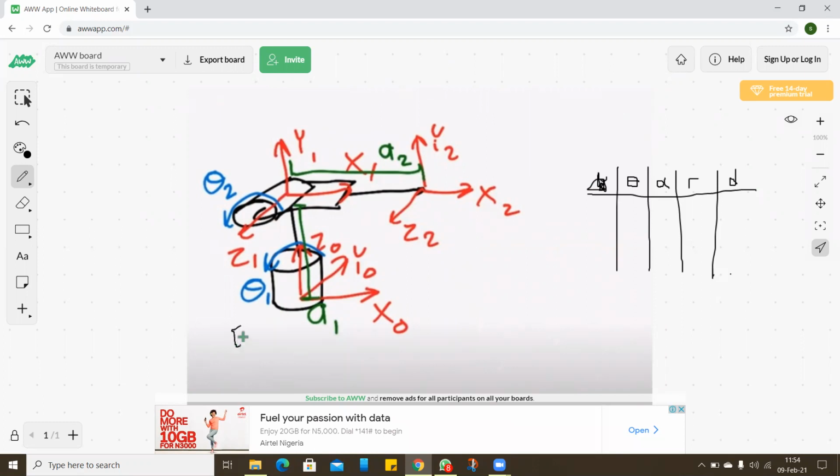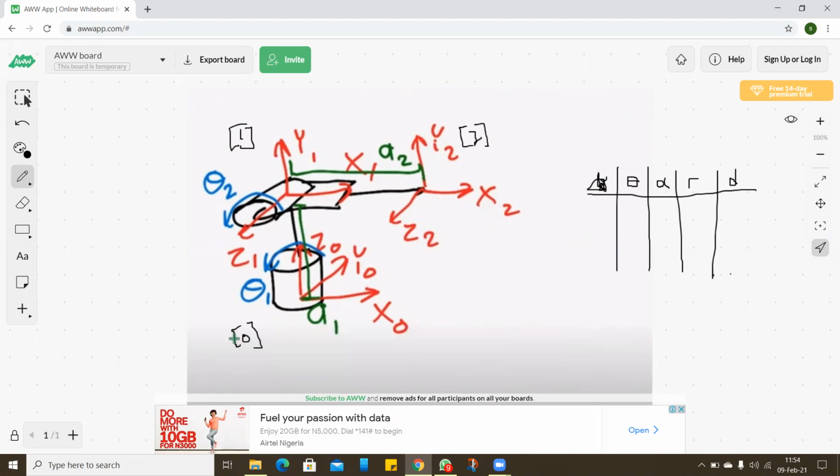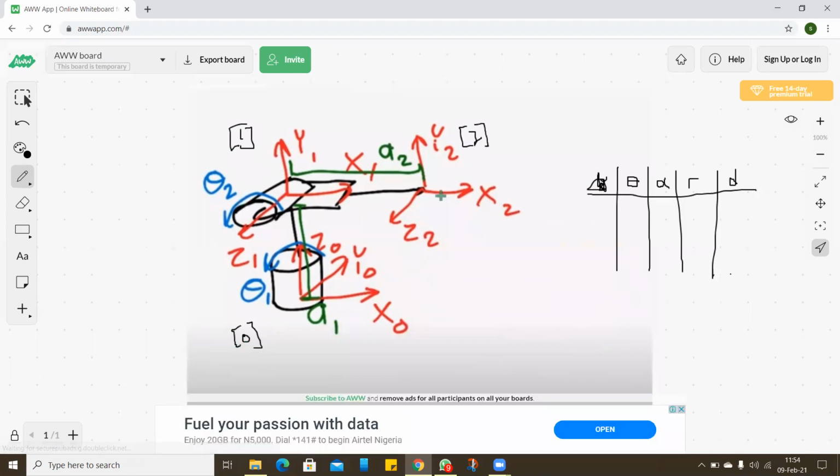Now, this is frame 0, right? This is frame 1. And this is frame 2. So the number of rows we have will always be a frame lesser than that. So now we have 3 frames, counting from 0, 1, 2. But in actual sense, we are going to have just 2 rows, which is going to be 1 and 2. Because look at it, the frame rotation between 0 and 1 will be written in 1, and the rotation between 1 and 2 will be written in 2. The DH of 0, 1 will be written in 1, and the DH of 1 and 2 will be written in 2. Is that okay?